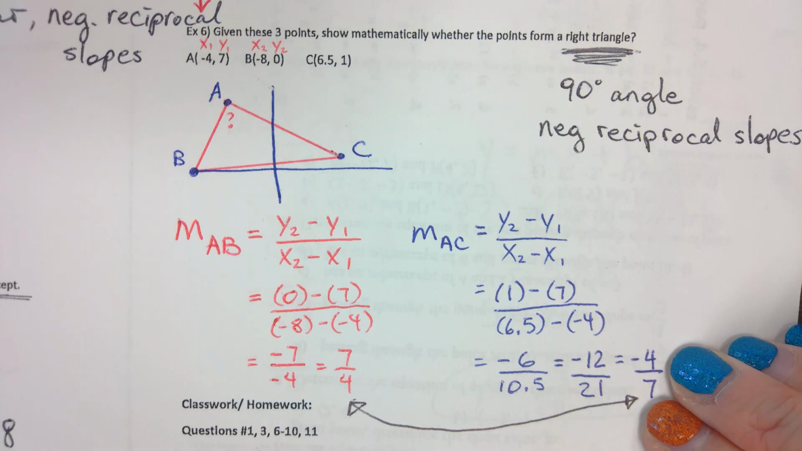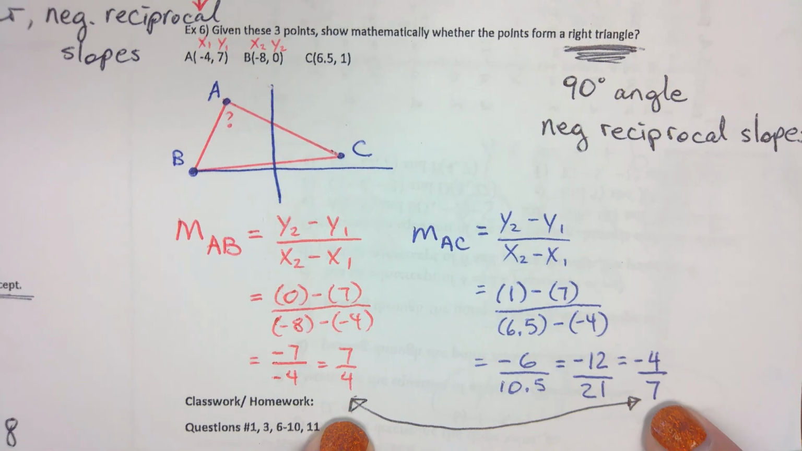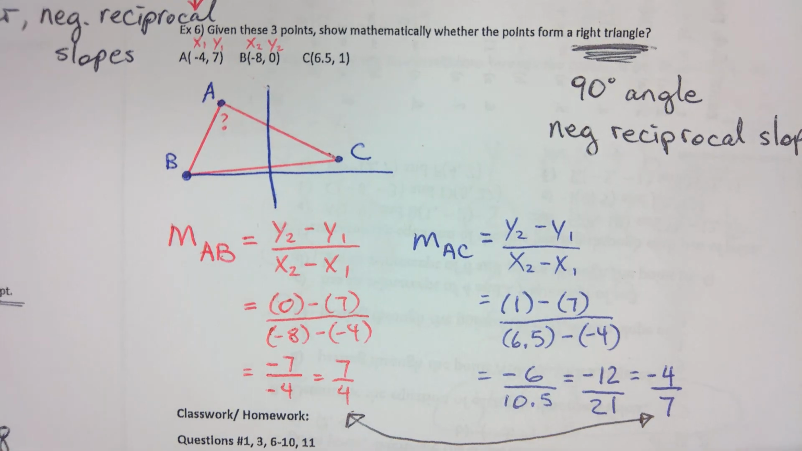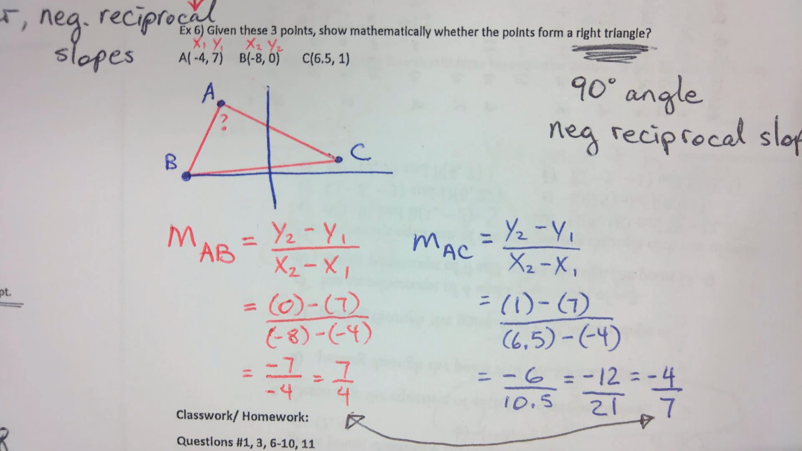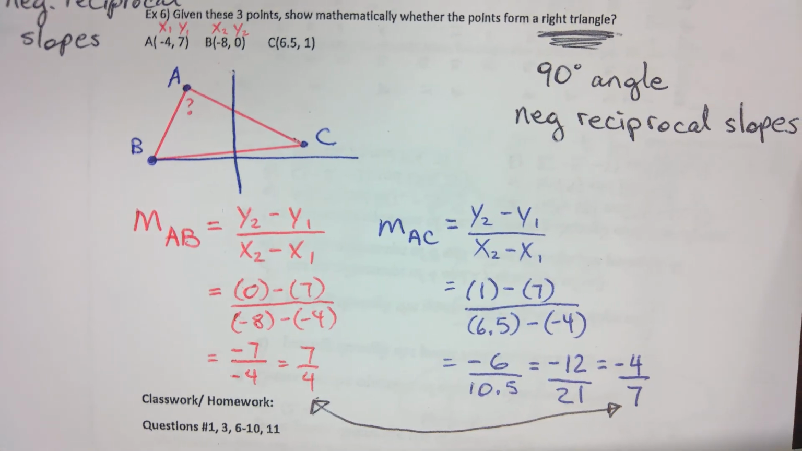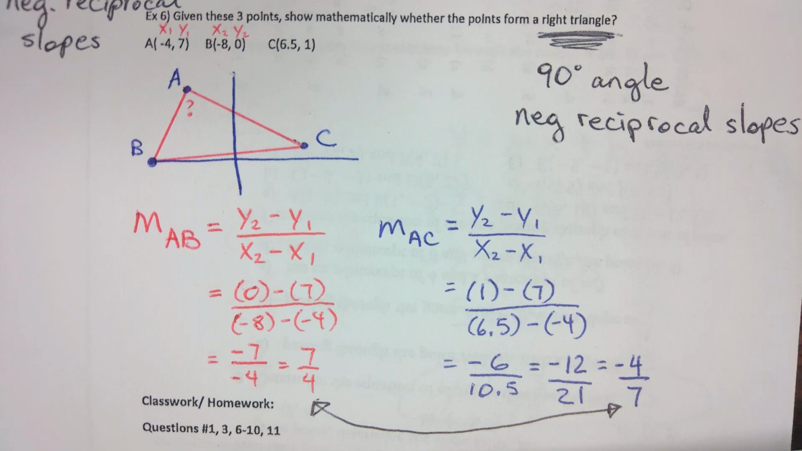Alright, and then now what do you realize? What connection do you see? Yeah? Negative reciprocal. Right, 7 over 4, negative 4 over 7. They are negative reciprocal slopes, which means angle A is in fact a right angle. Angle A is a right angle, which means that this is a right angle triangle.